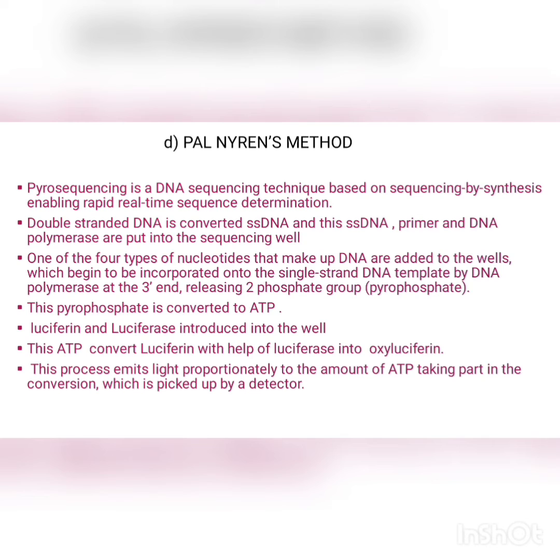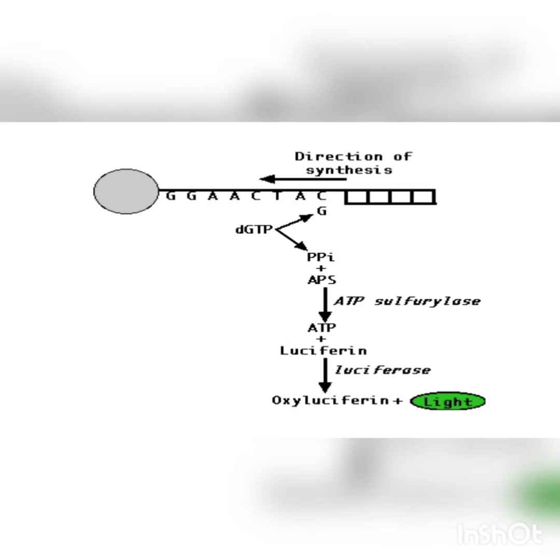Next one is the pyrosequencing method. It is also called biosequencing. Pyrosequencing is a DNA sequencing technique based on sequencing by synthesis, enabling rapid real-time sequence determination. Here double-stranded DNA is converted into single-stranded DNA. This single-stranded DNA, primer and DNA polymerase are put into a sequencing well. Here we have single-stranded DNA. Then nucleotides are added. Each time a nucleotide is added, a pyrophosphate group is released. So in the time of nucleotide addition, the pyrophosphate is released. That's why it's called pyrosequencing.